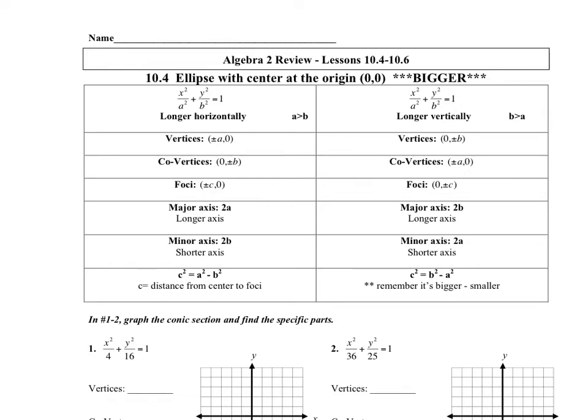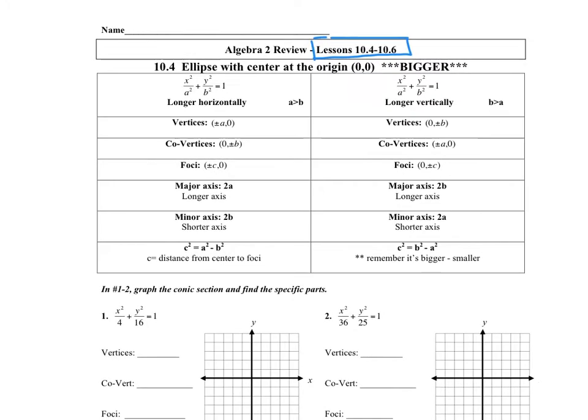All right, so this is review for lessons 10.4 through 10.6. So 10.4 and 10.5 are at the origin, and in 10.6 the center is not at the origin anymore. Okay, so just remember for ellipse, it's always about whichever one's bigger, and then the foci has two equations depending on if A is bigger than B or B bigger than A.